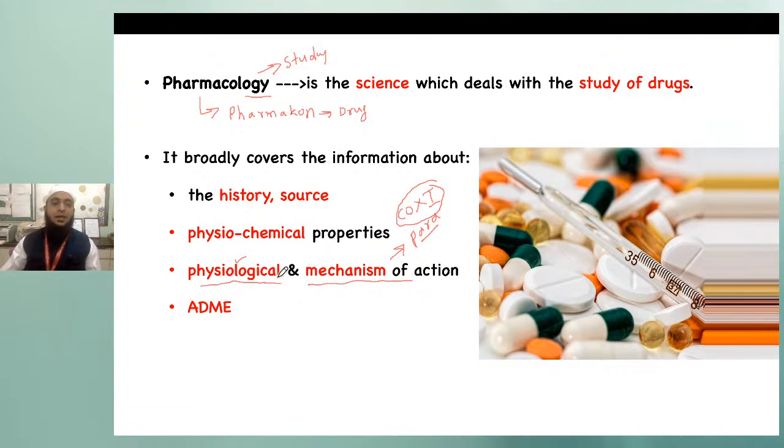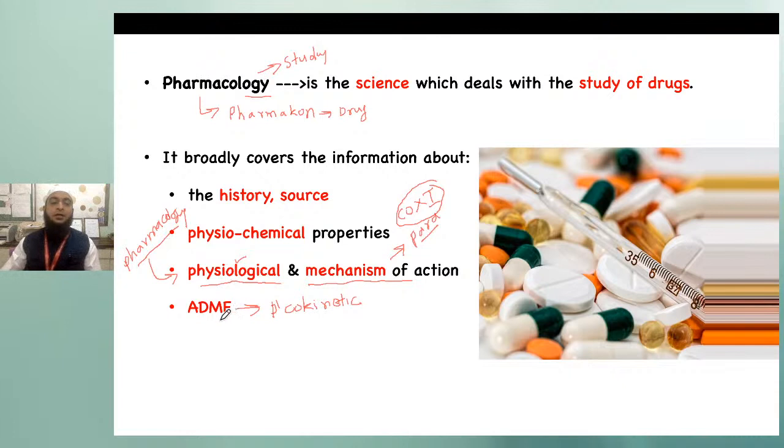Now this term ADME, we will be seeing what is the long form of this. So collectively these four processes, that is ADME, are called pharmacokinetics. So again I am writing the short form of pharmacokinetics. That is what we have seen. It reduces the fever, it reduces the inflammation, it reduces the pain. So this is what the drug does to the body.